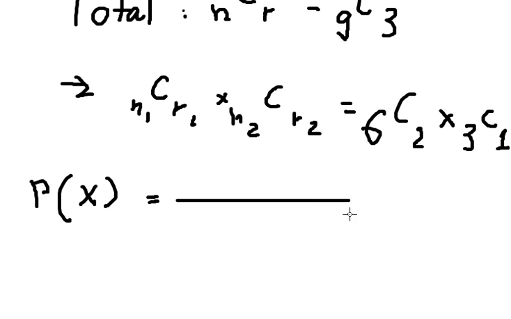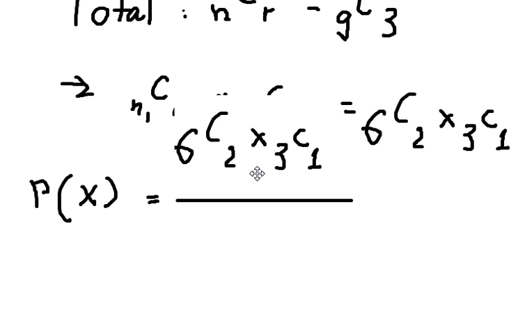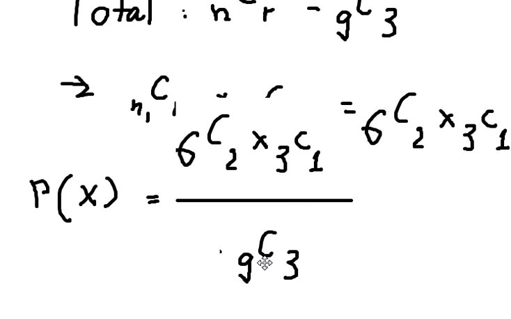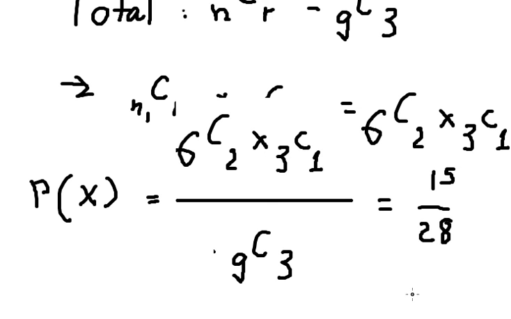So that should be the total number of ways to select these balls over the total number of ways to select randomly. So we calculate this, and we have 15 over 28. And this is the final answer.